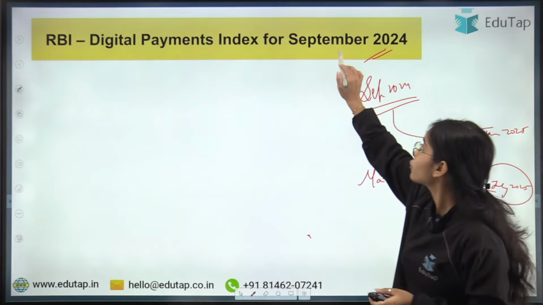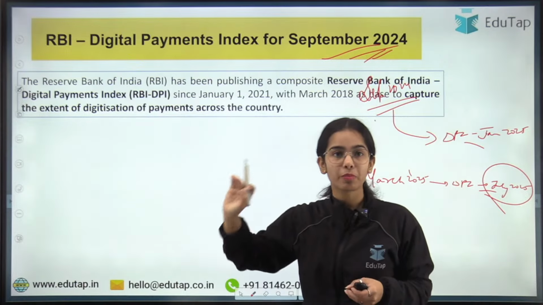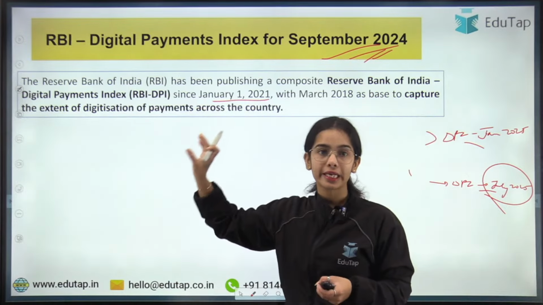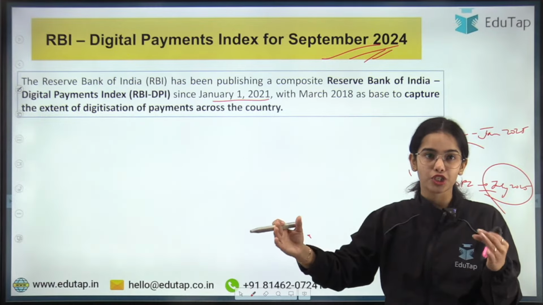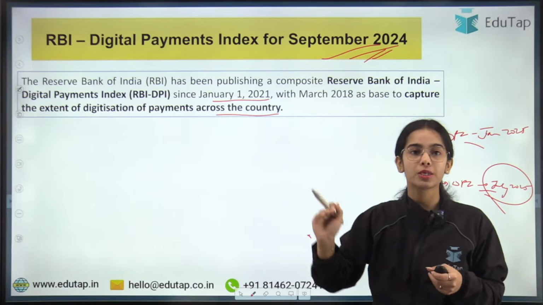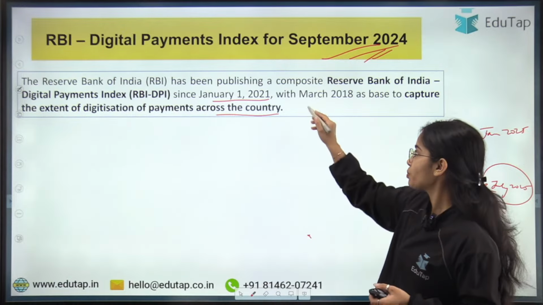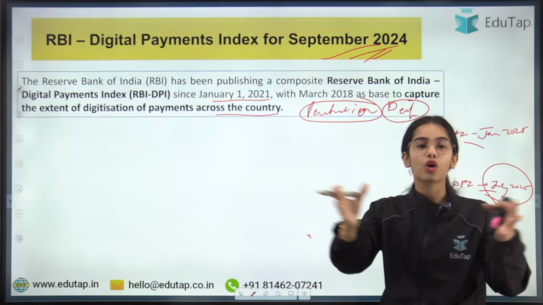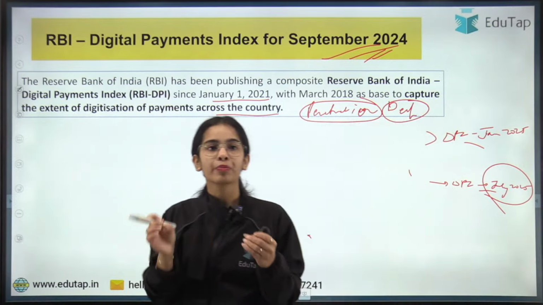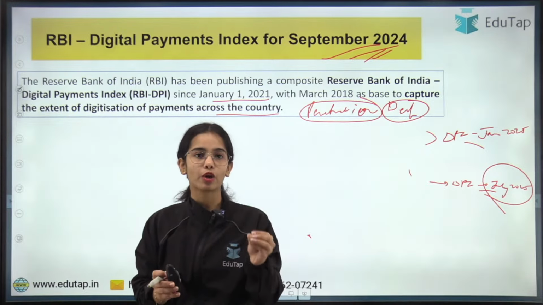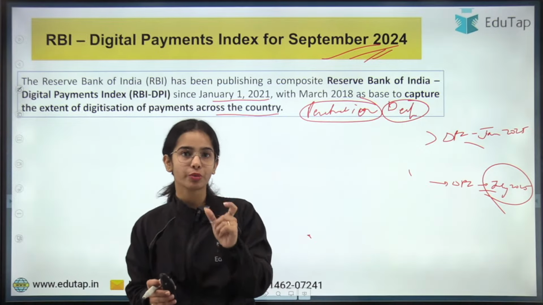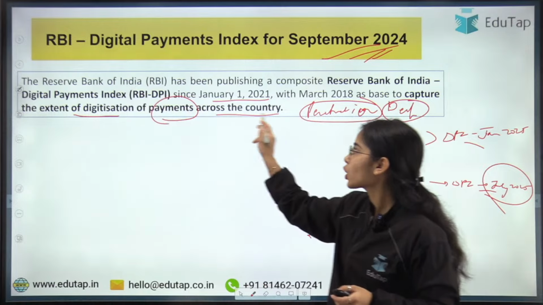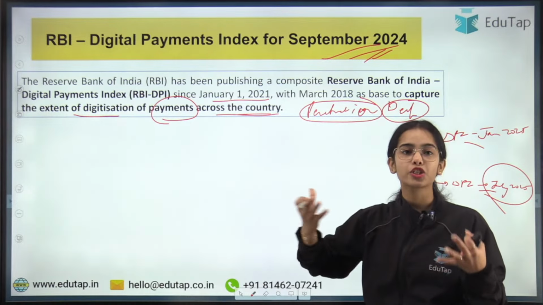Okay, so RBI DPI for September 2024. Now the Reserve Bank of India has been publishing a composite Reserve Bank of India Digital Payment Index since January 1, 2021. This Digital Payment Index shows us the extent of digitization of payments across the country, how much penetration and how much deepening of digital payments has happened, how far digital payments have reached in our country. Very important to remember when it was released: the RBI DPI captures the extent of digitization of payments across the country.